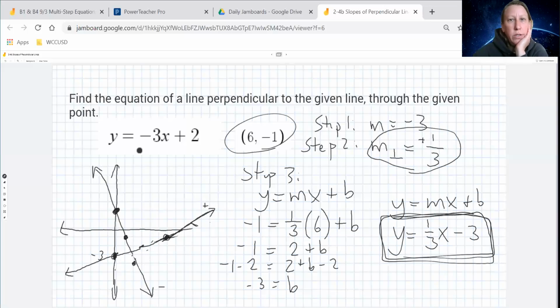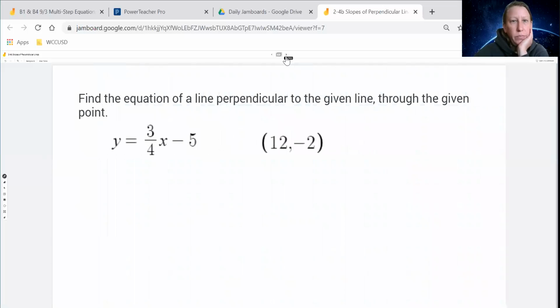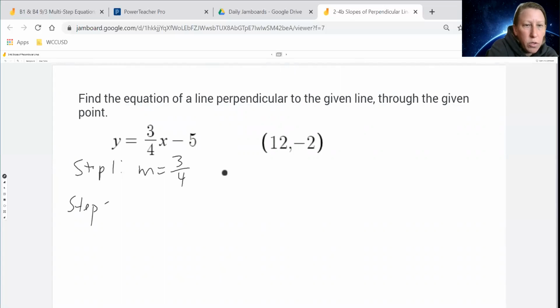Okay, let's do one more. You guys are doing great. Okay, last one. This one I'm not going to graph. I'm going to just try it algebraically. So step 1, I'm going to grab the slope. Slope of this line is 3/4. I don't really care about the -5. Step 2, I'm trying to do a perpendicular. So I'm going to take this slope and find the perpendicular, which means I'm going to take the opposite. It was positive, so my perpendicular is going to be negative, and I'm going to flip it over. It's called taking the reciprocal.